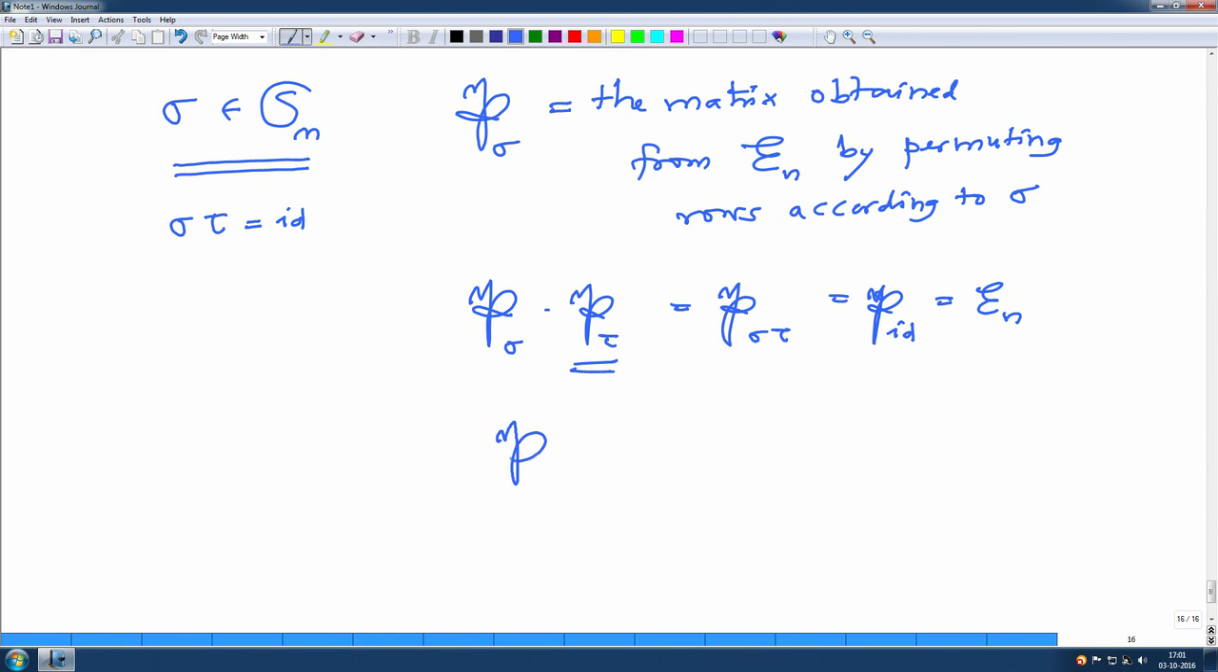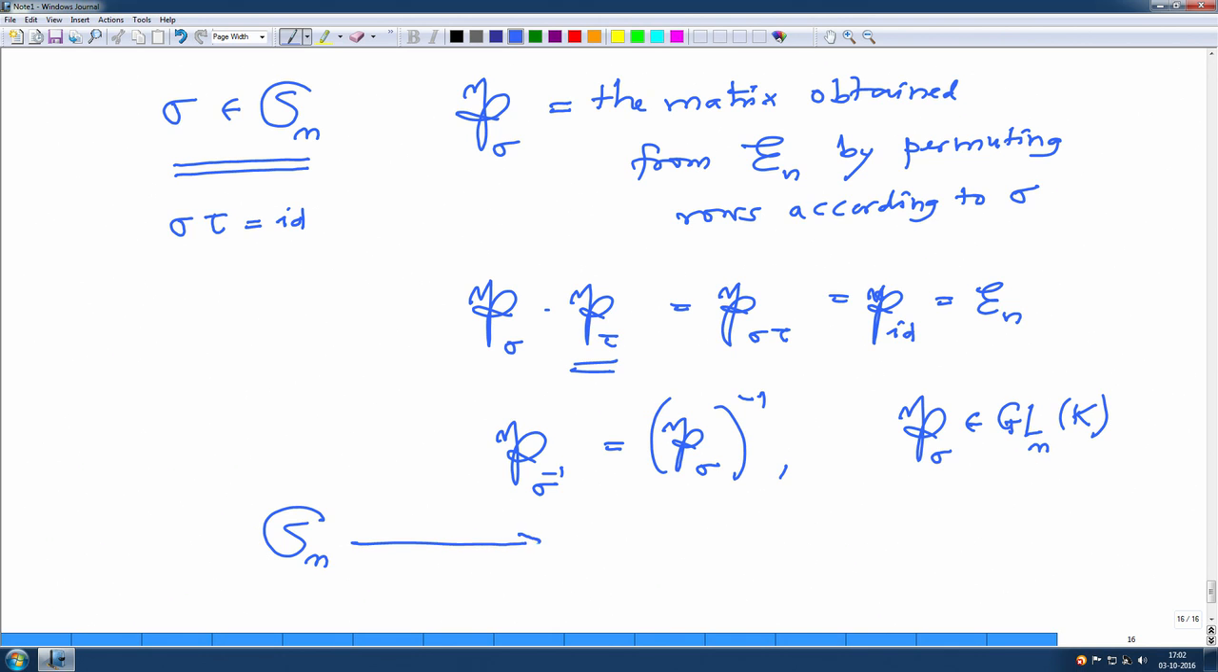So that means we have proved that P sigma inverse is the inverse of the matrix P sigma. So all these matrices are invertible. So that means the P sigmas are actually invertible matrices. And not only that, we have a nice group homomorphism from Sn to GL n K, where sigma is mapped to P sigma. This is a group homomorphism, where the operation here is composition, and the operation here is matrix multiplication.